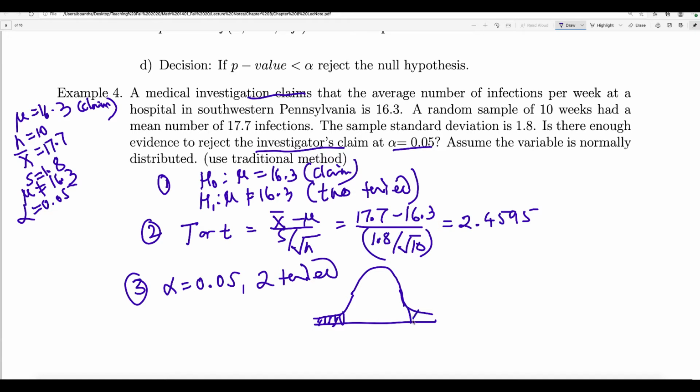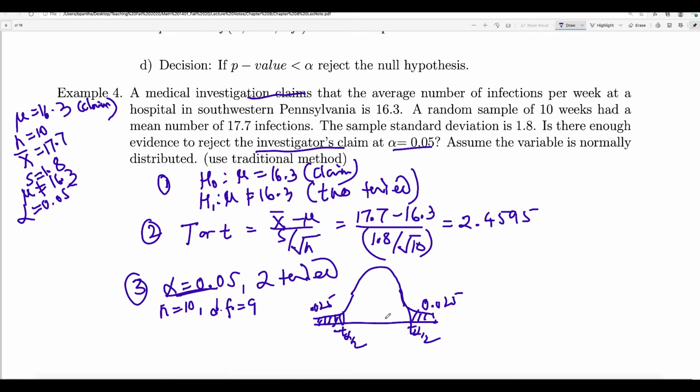This is what you do. This is negative t alpha half, because we have to halve that. This is positive t alpha half. So 0.025, because we are dividing this into two halves. What is the degrees of freedom? By the way, n is 10, so the degrees of freedom is 9, right?